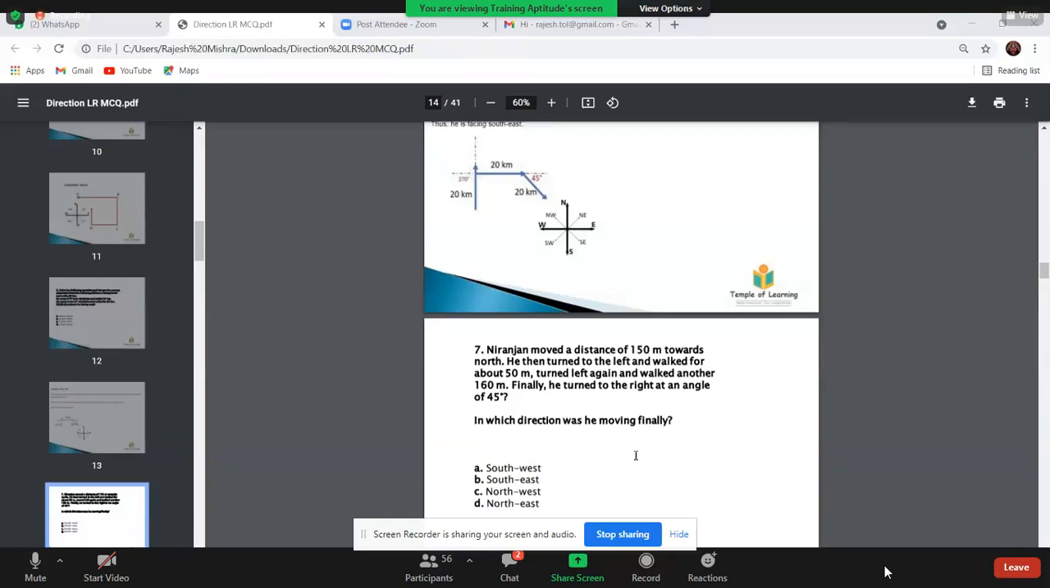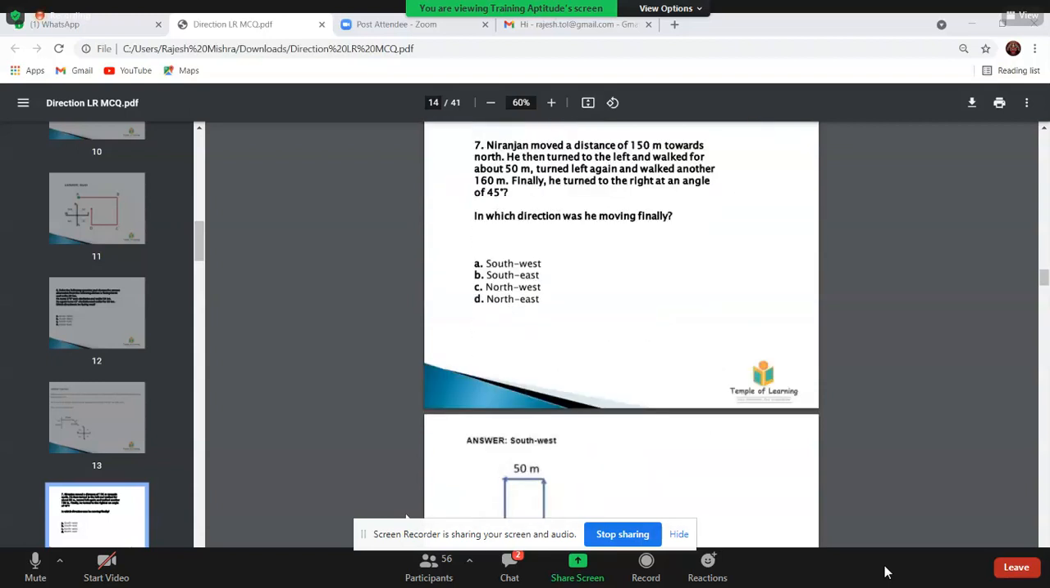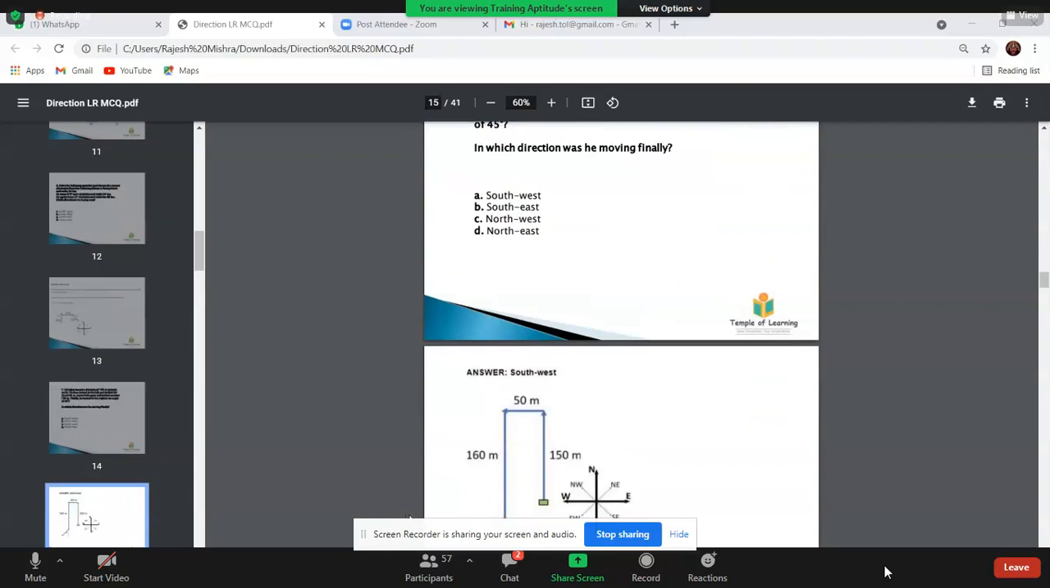I don't think it will be that big a challenge. Yes, please, fast. Southwest. So, southwest. Yes, please. So what direction is this? First he goes north, then goes west, then goes south. Now 45 degrees. So what direction?